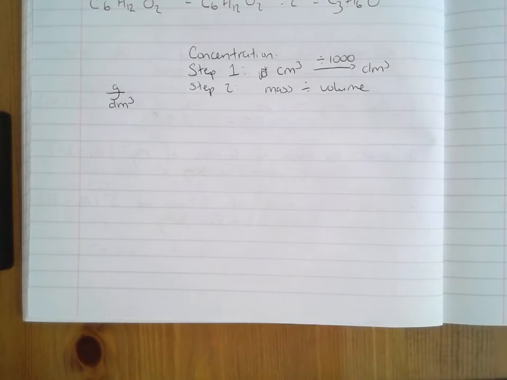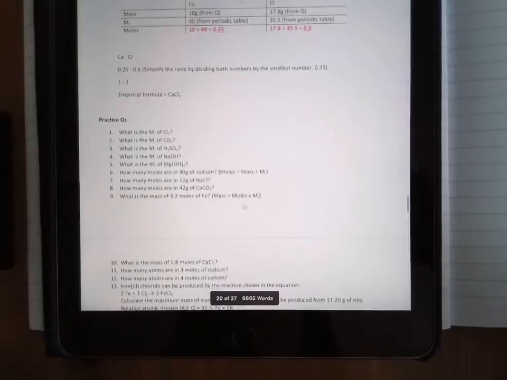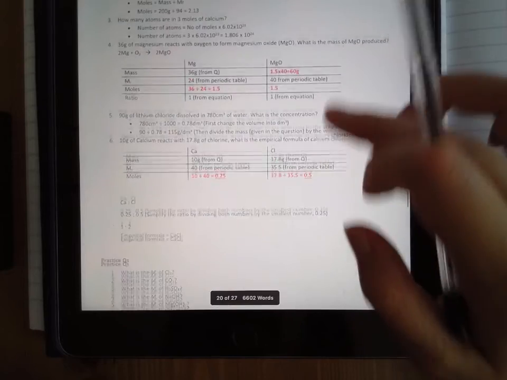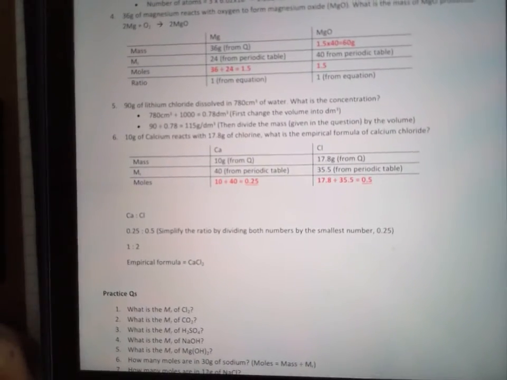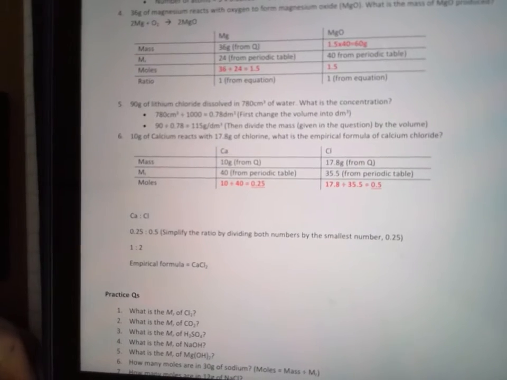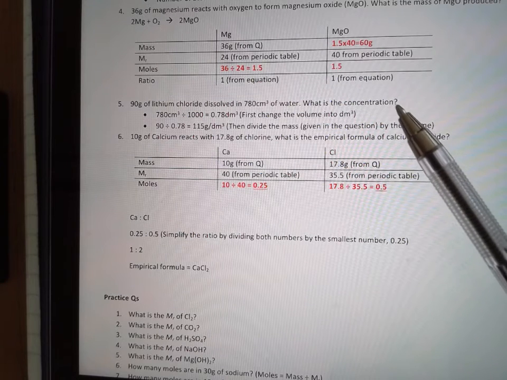I'm going to give you an example of what a question like that would look like. Okay, I'm on your revision guide, on page 20, and it is example number 5. It tells you that 90 grams of lithium chloride is dissolved in 780 centimeters cubed of water, and they want to know what the concentration is.